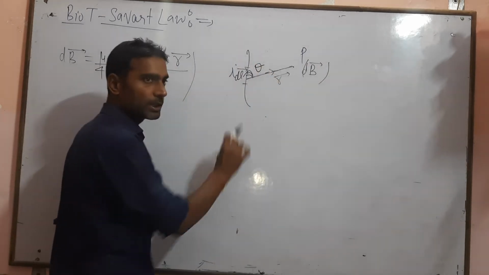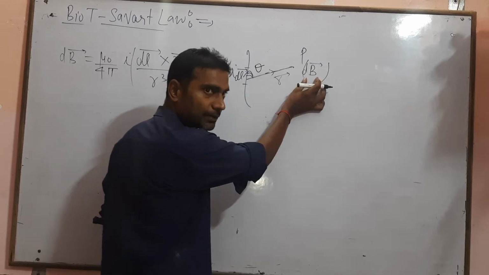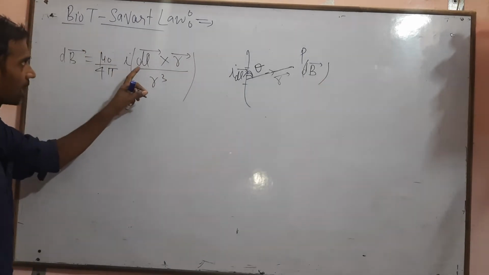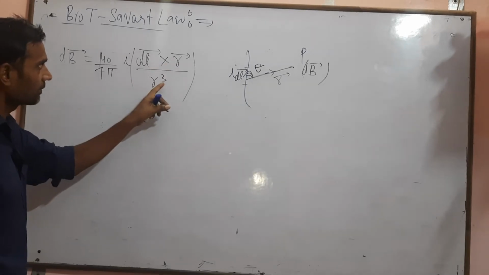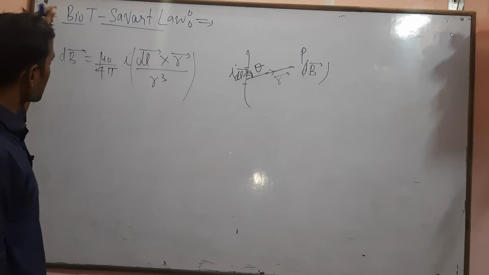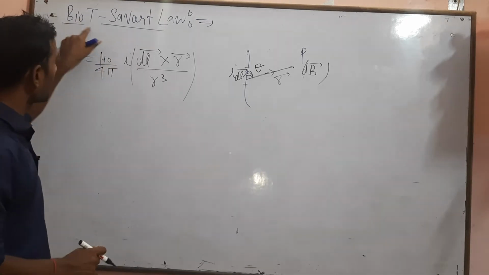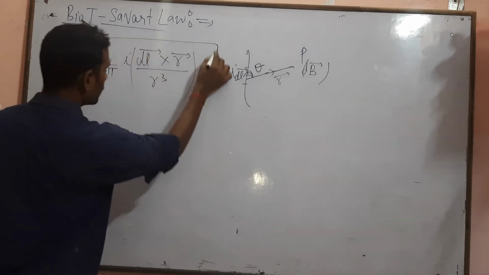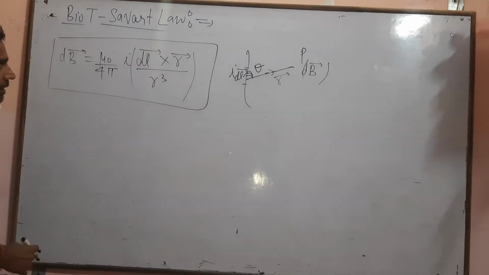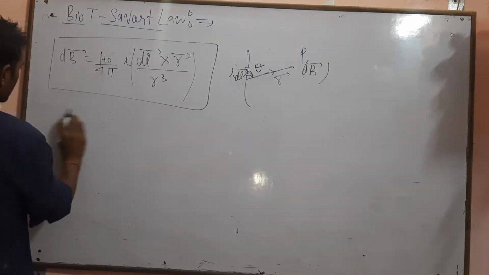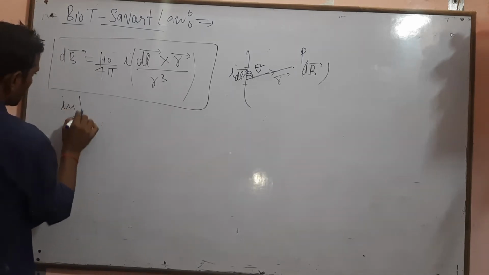This is the small length, so this is the small magnetic field dB. Implies that dB equals mu naught by 4 pi, I dl vector cross R vector divided by R cube. This is expressed by the Biot-Savart law: dB vector equals mu naught by 4 pi, I dl vector cross R vector divided by R cube. So this is the Biot-Savart law in vector form.